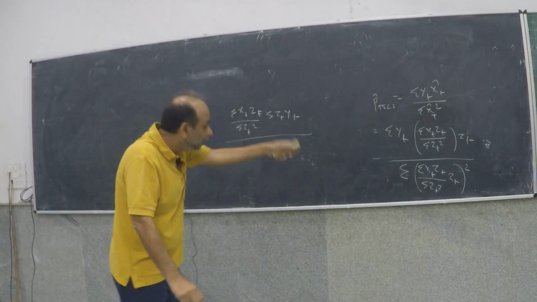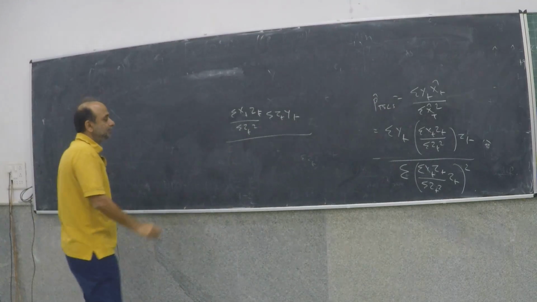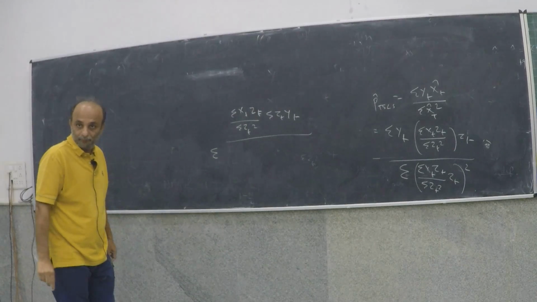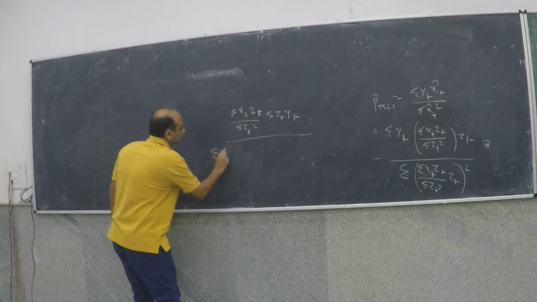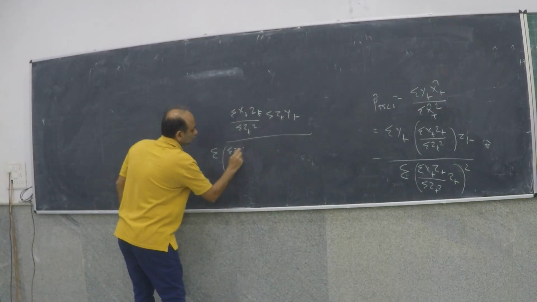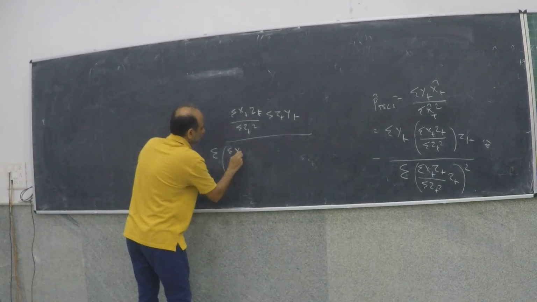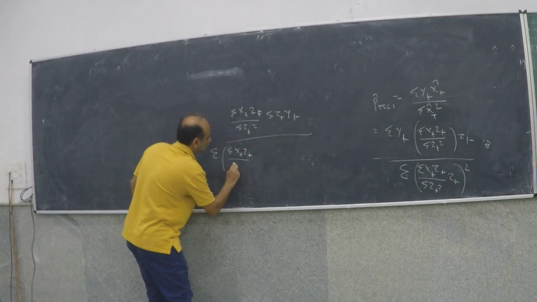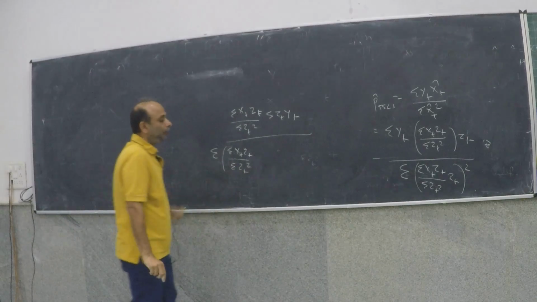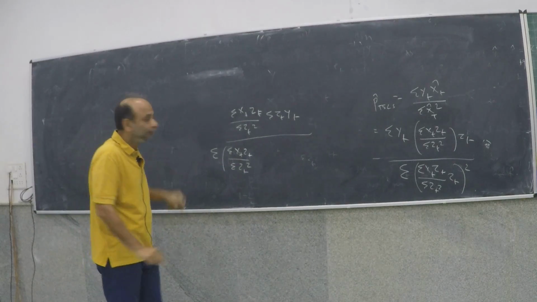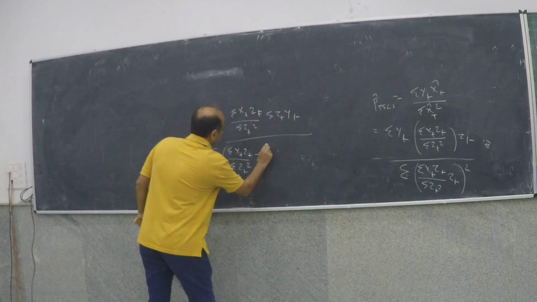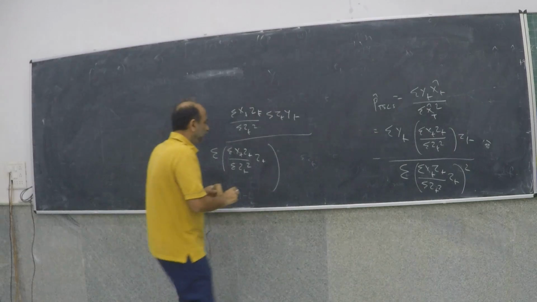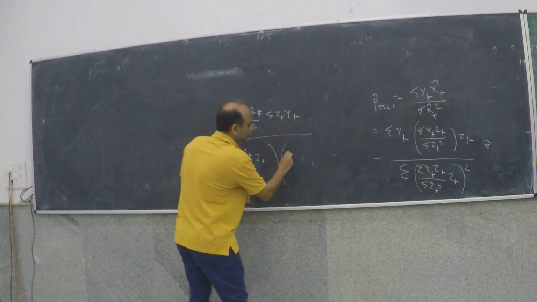Okay. The denominator can be written as summation xt zt upon summation zt square into zt.